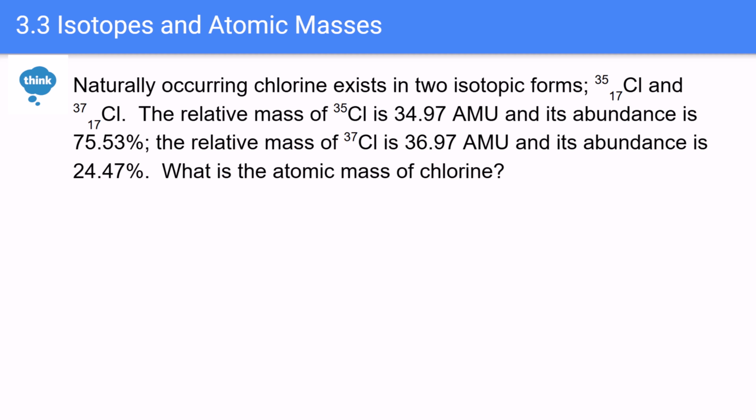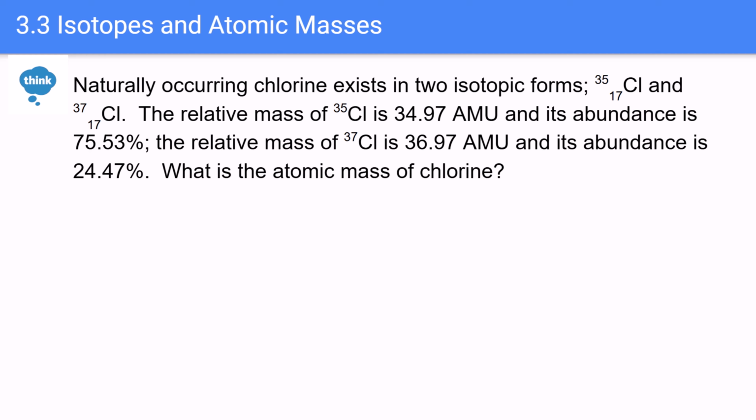So before we even start this problem, I want us to get a good idea of what we're looking at here, because if we have a rough idea of what number we're looking at, it's going to make it so much easier for us to calculate it a little bit later on. We have a relative mass of chlorine 35, and it gives us the AMU of 34.97. If you want to know why it's not 35 exactly, you can ask me later. And its abundance is 75.53%.